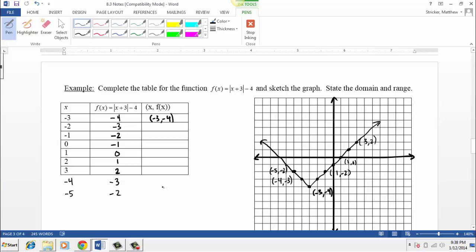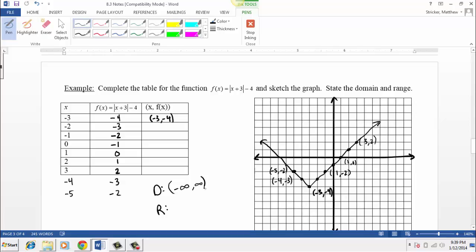Again though, we can talk about the domain and range just like the last one. It turns out pretty much every absolute value function has the same domain, because you can plug in any x value in here. It doesn't matter what it is. Notice that this graph keeps going out to the right, and it keeps going out to the left as it goes up. So domain is again everything. It's negative infinity to positive infinity.